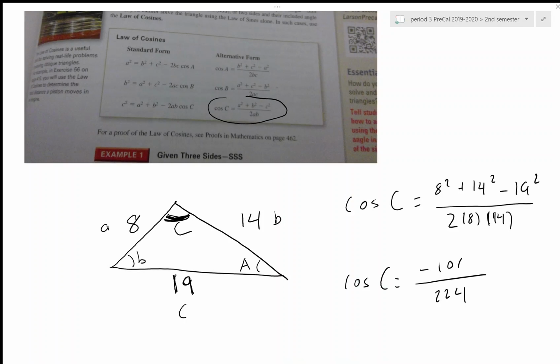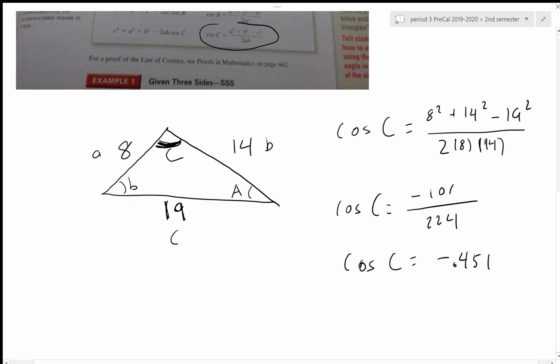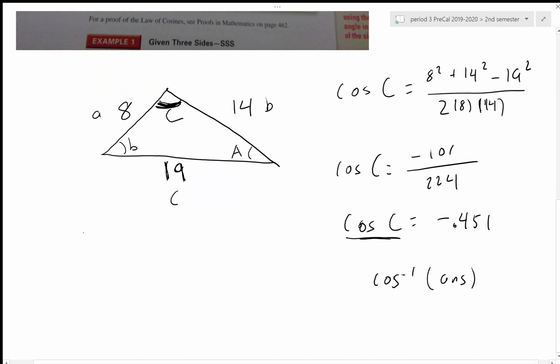You could do it all at the same time in the calculator, I just decided to do it separately. The cosine comes out to negative 0.451. Since we're looking for the big letter, the angle, we put this into the calculator using cosine inverse, which is the second cosine button. Then just put in the answer, and we get C to be 116.8. So we found one of them.